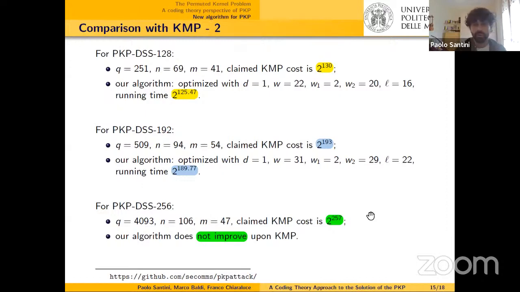In any case, if you want to obtain a script computing the complexity, and also if you want to simulate the attack, you can visit this web page where we have published all the code we have used for these results.